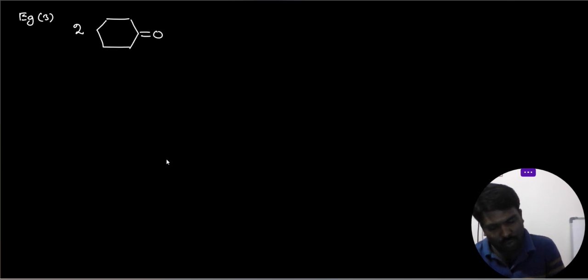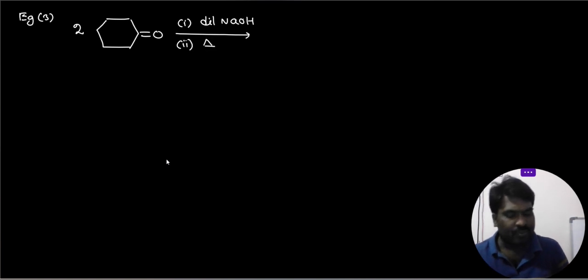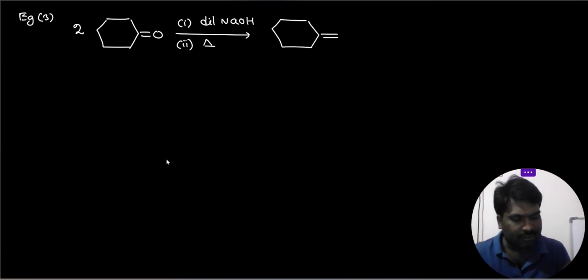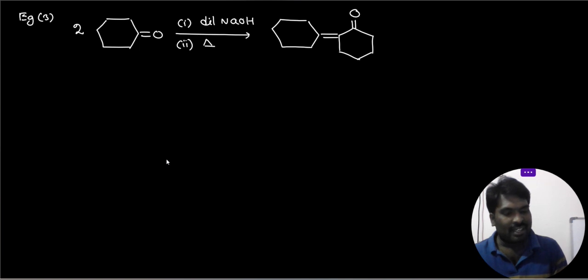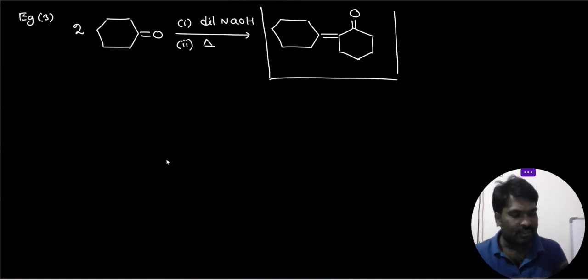Suppose, for example, example 3. 2 moles of cyclohexanone with dilute NaOH followed by heating. Which product is formed? You can write like this, this is the product. Clear? This is the product. Understood? This is the product.